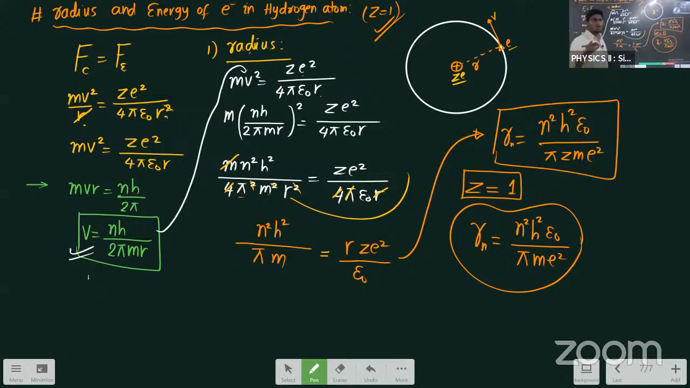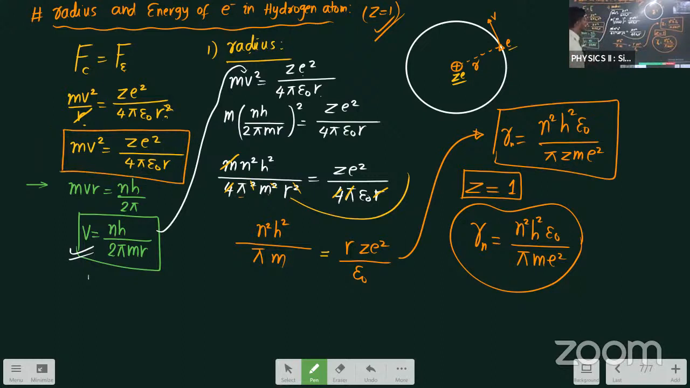And what is the formula for electrostatic force? According to Coulomb's law, the electrostatic force is given as F equals 1 by 4 pi epsilon naught into Q1 Q2 by R square. What are the charges here? Q1 is ZE and Q2 is E. So ZE into E will become ZE square divided by 4 pi epsilon naught R square. From here, R and square will get cancelled. We will be left with one equation: mv square equals ZE square by 4 pi epsilon naught R.